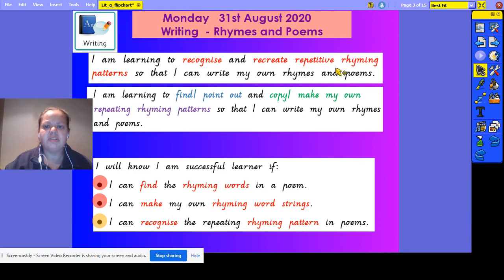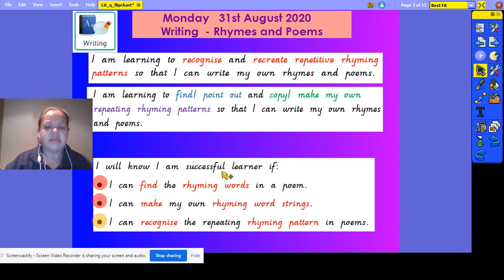So something that's repetitive is something that repeats. So we want to make a repeating rhyming pattern, something that happens again and again and again. And why do we want to do that? We want to do that so that we can write our own rhymes and poems. So today we're just going to have a little look at some of those rhyming words and rhyming patterns in poems. So how will you know you're successful?